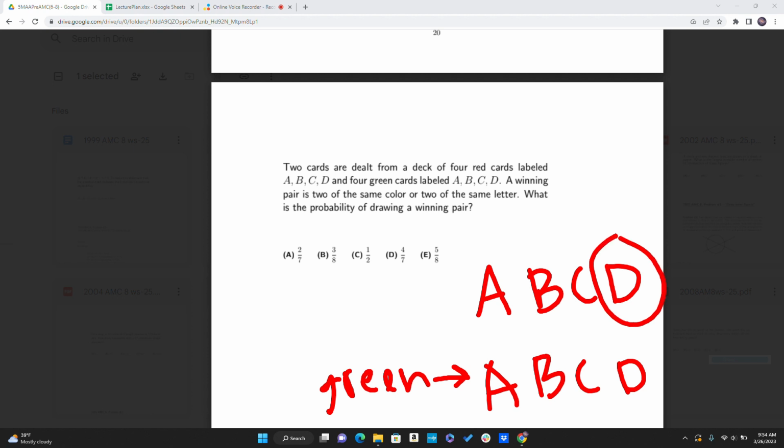Okay, what else is going to make you win? Well, you could draw any of the other red cards, right? A, B, or C. That would make you win, right? Because 2 reds make you win. Or you could draw the other D, right? Our green one. So when you draw this red card, the 3 other red cards will make you win, plus the other card with the same letter. So that's 4 winning cards after you draw the first out of 7 left over, right? After you draw this D, there's only 7 cards left. So there's 4 winning ones out of 7 total. Answer choice D.